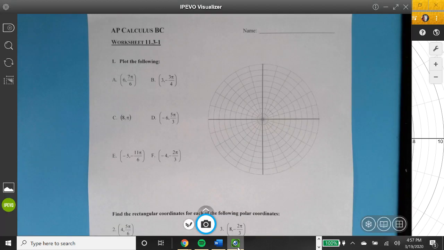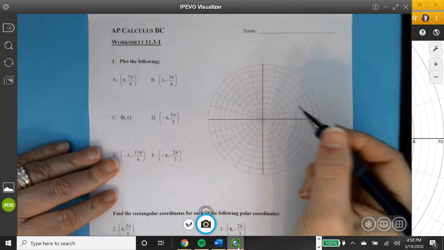Right, what we're going to talk about today is a quick BC review of polars and what we know about polars, polar coordinates, and graphs of polar curves. Okay, and so what we just need to do is get into the comfort zone again in dealing with r theta instead of xy.